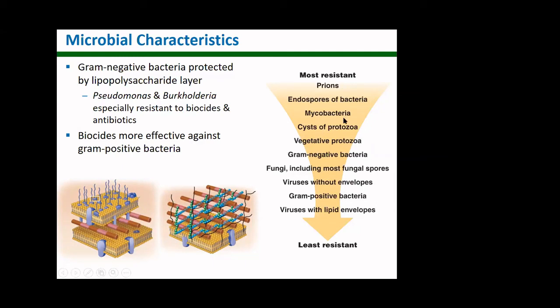Protozoa, cysts of protozoa are kind of similar to endospores of bacteria. We'll talk about them later, but they're very hard to kill. Endospores of bacteria are way up here. And then the most resistant and hard to kill are a thing called prions that we haven't talked about yet, but we will briefly. They are misfolded proteins that are essentially pathogenic.